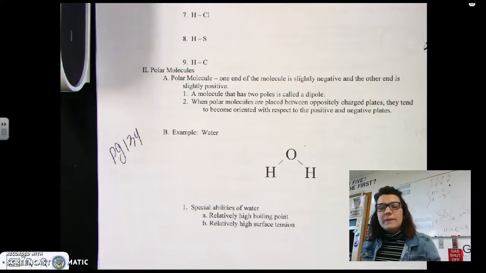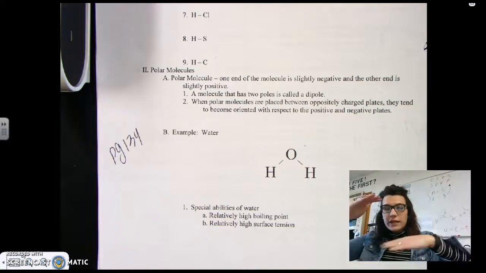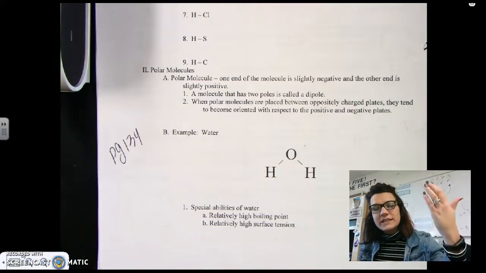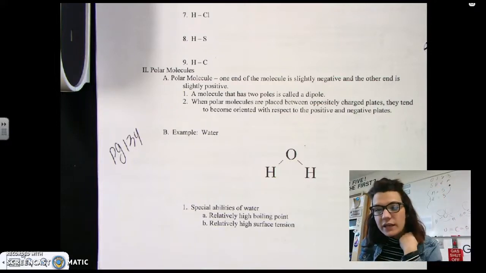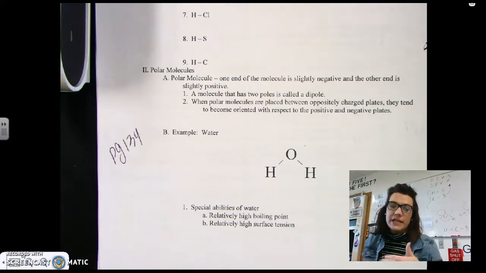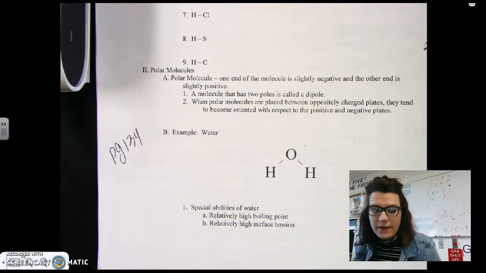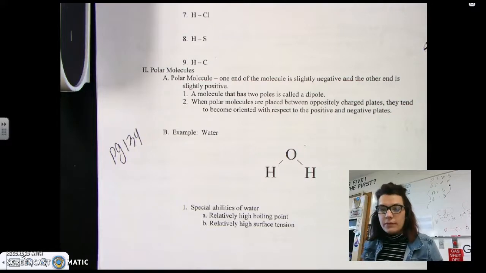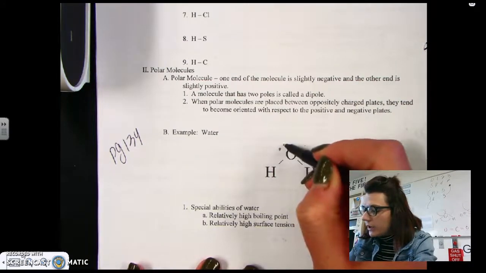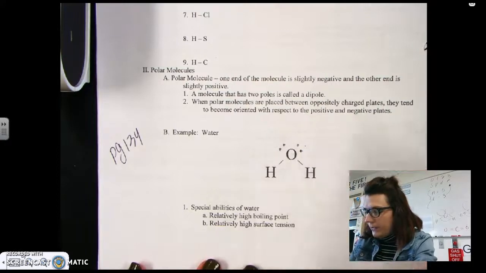So what does that mean? That means if I was to place a polar molecule between like a magnet, the positive side of that molecule will orient itself to the negative side of the magnet, where the negative side of the molecule will orient itself to the positive side of the magnet, right? And I'm going to show you an example using water here. So for example, water is a polar molecule, okay?